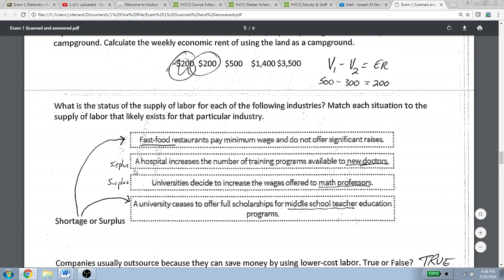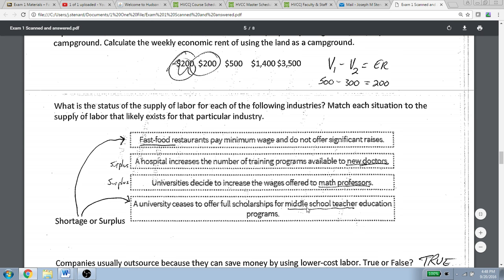So what is it that's causing a shortage of labor and therefore more jobs than there are people to work them? Fast food restaurants pay minimum wage and do not offer significant raises. That's going to mean a shortage of labor. Not too many people working, lots of job openings. Down here too, a university ceases to offer full scholarships for middle school teacher education programs.